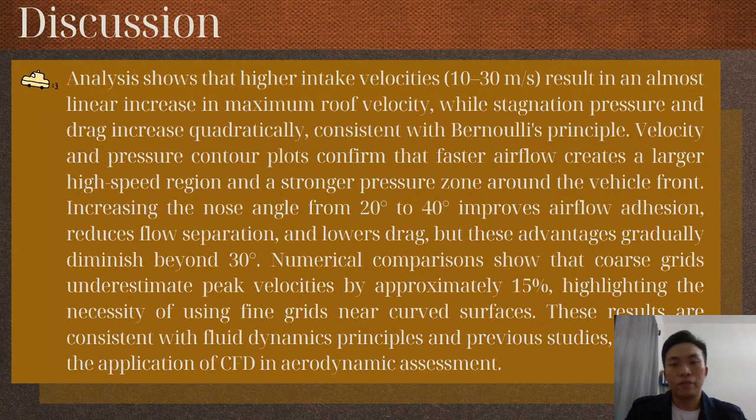Analysis showed that higher intake velocities up to 30 meters per second result in an almost linear increase in maximum roof velocity, while stagnation pressure and drag increase quadratically, consistent with Bernoulli's principle. Velocity and pressure contour plots confirm that faster airflow creates a larger high-speed region and a stronger pressure zone around the vehicle's front. Besides that, increasing the nose angle from 20 degrees to 40 degrees improves airflow attachment, reduces flow separation, and lowers drag, but these advantages gradually diminish beyond 30 degrees.